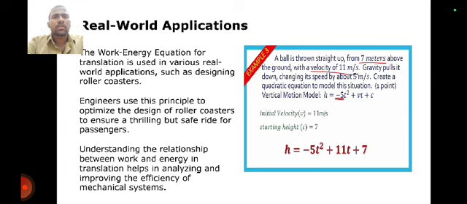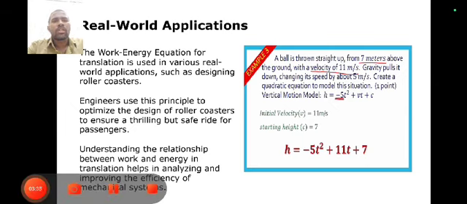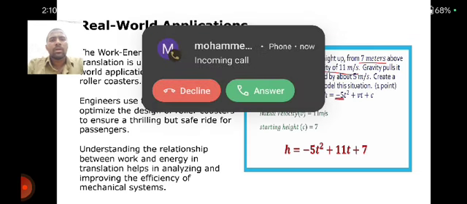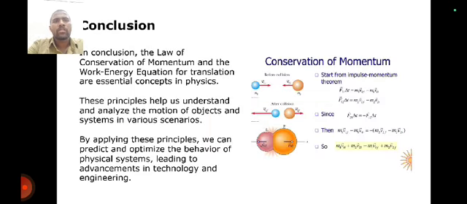Real world application. The work energy equation for translation is used in various real world applications such as designing roller coasters. Engineers use this principle to optimize the design of roller coasters to ensure a thrilling but safe ride for passengers. Understanding the relationship between work and energy in translation helps in analyzing and improving the efficiency of mechanical systems.